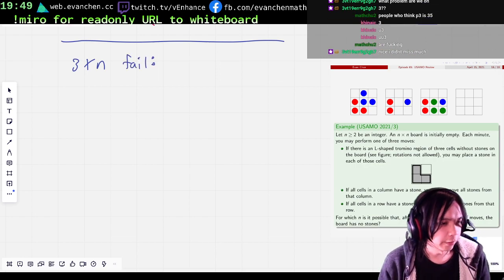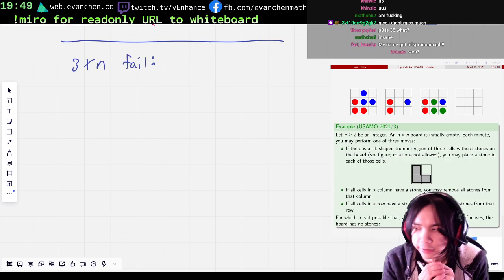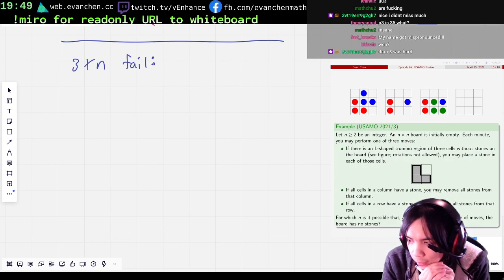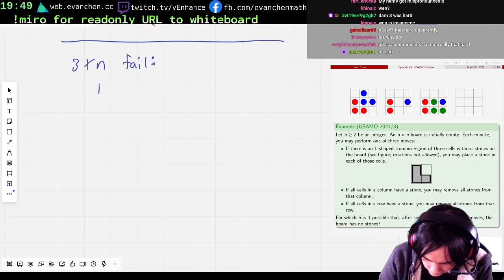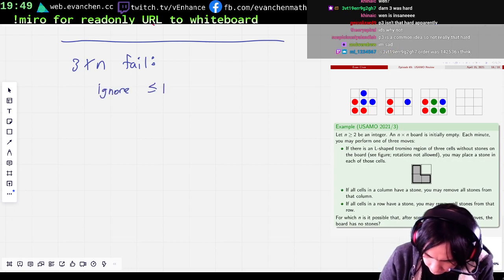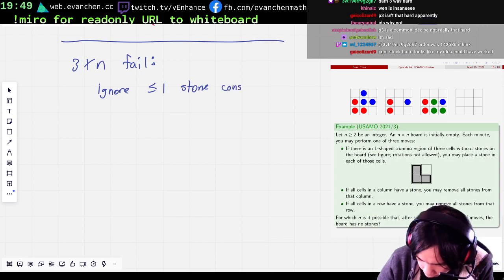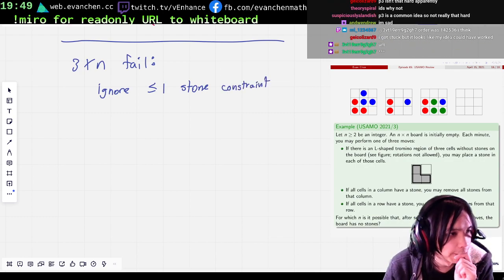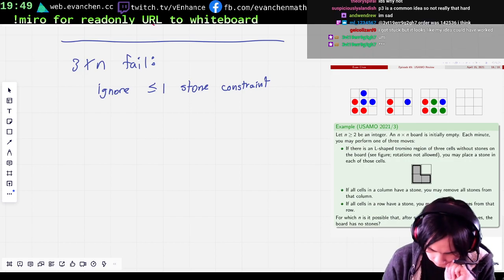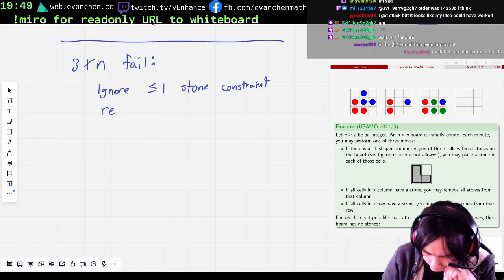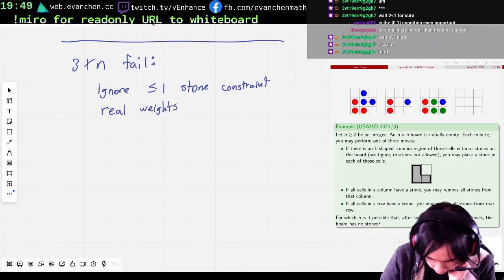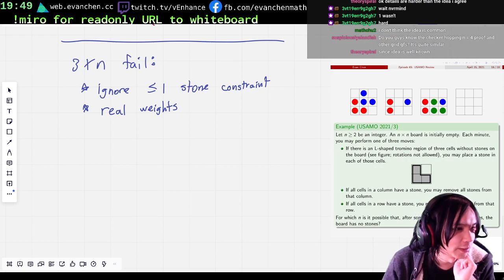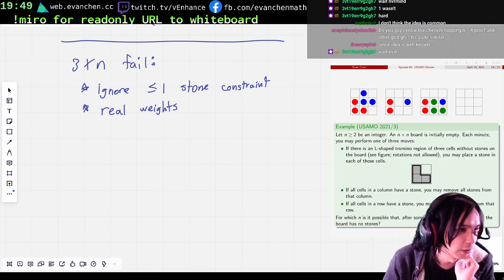And the big thing about this problem is I'm going to relax a condition in here: that you can't have more than one stone per cell. We're going to ignore it. So ignore the less than or equal to 1 stone constraint. We're not going to use this constraint for this direction. Also, we'll even allow real weights. You can apply the operation a fractional number of times, and it's also okay. So this is a big leap of faith. I'm just saying I'm going to throw away a bunch of conditions that could have been used.